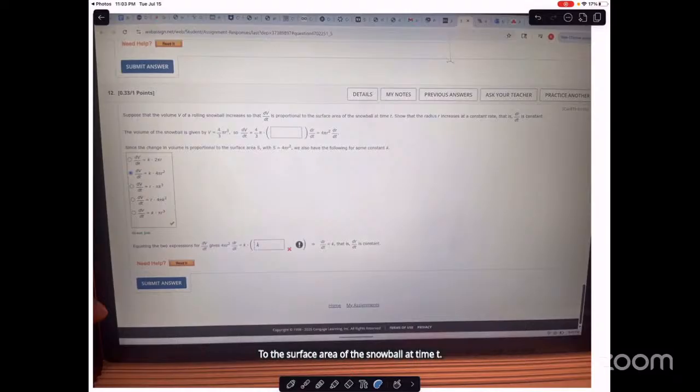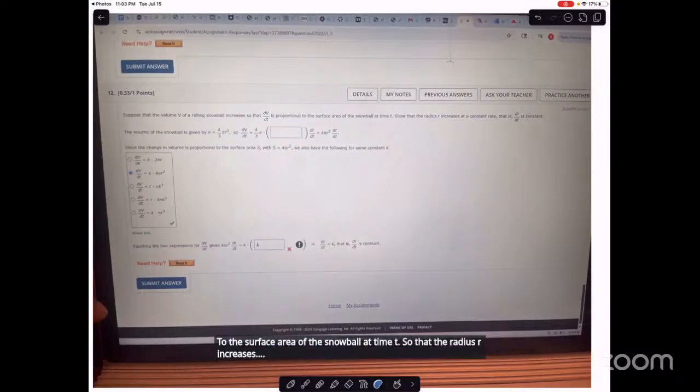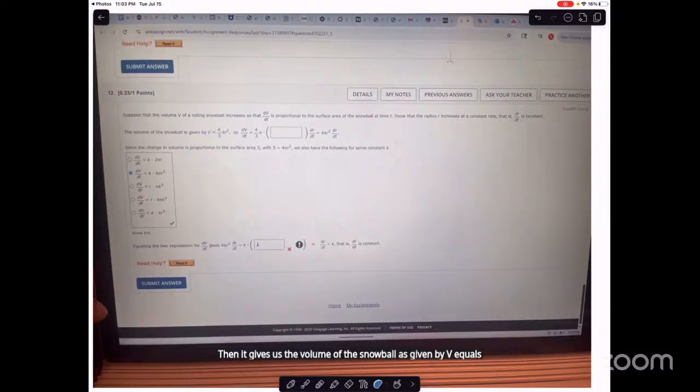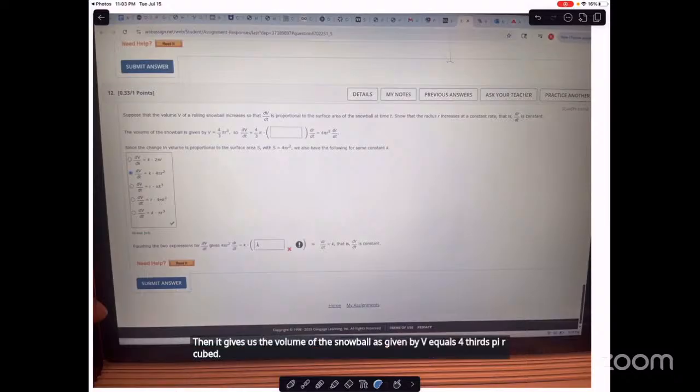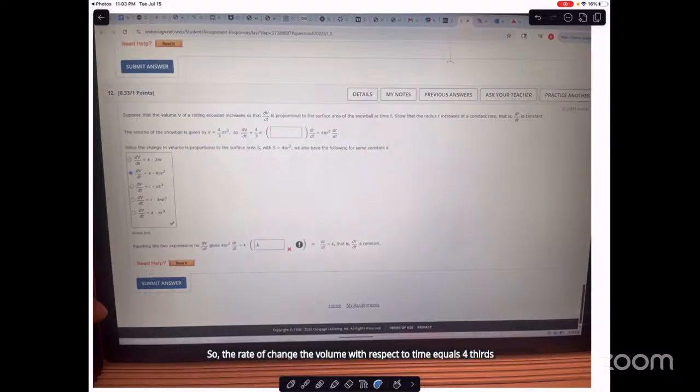Show that the radius r increases at a constant rate. That is, the rate of change of the radius with respect to time is constant. Then it gives us the volume of the snowball is given by V equals 4/3 pi r cubed. So the rate of change of the volume with respect to time equals 4/3 pi, there's a blank, times dr, yada yada yada. Okay, let's start there.